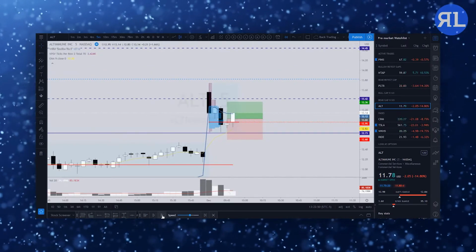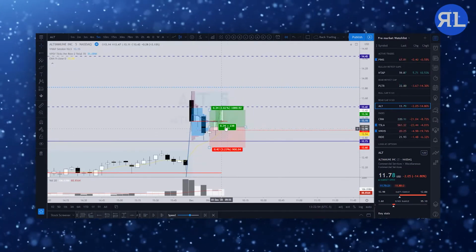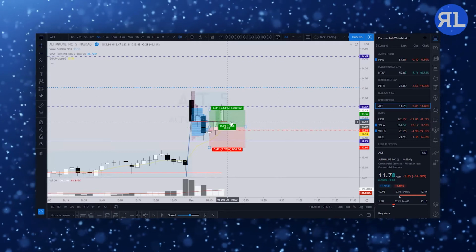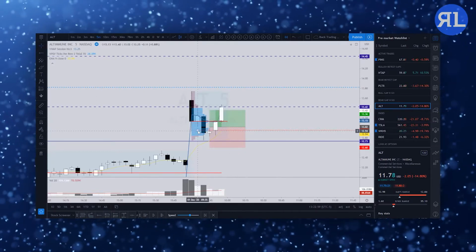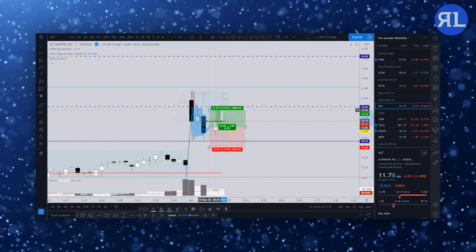The VWAP is still moving down. And there's another nice close above that. And you can see that 10 is moving closer and closer to that VWAP and getting that squeeze in. Now, the point of control did move up, so that's good. I like that. We're getting price acceptance as it goes higher.